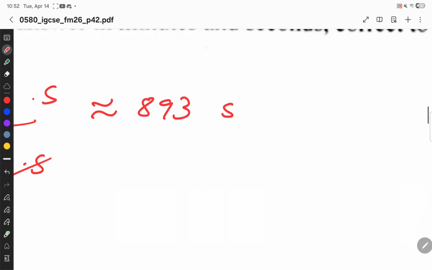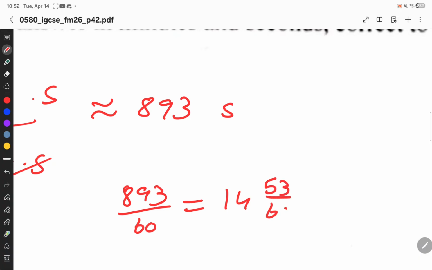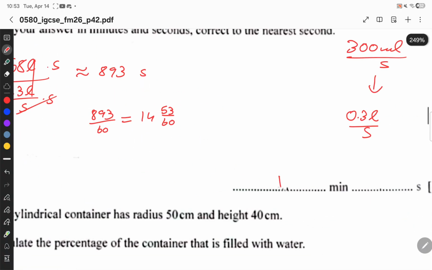Round to the nearest integer. Okay, next we just convert it into minutes and seconds. So we divide 893 by 60. If we just convert it to a mixed fraction on the calculator, you get 14 53/60. So the answer is 14 minutes and 53 seconds.